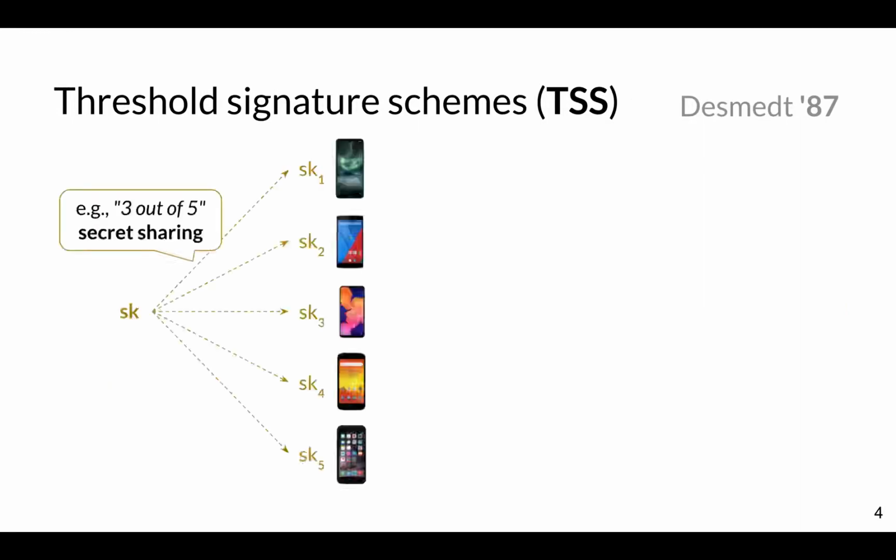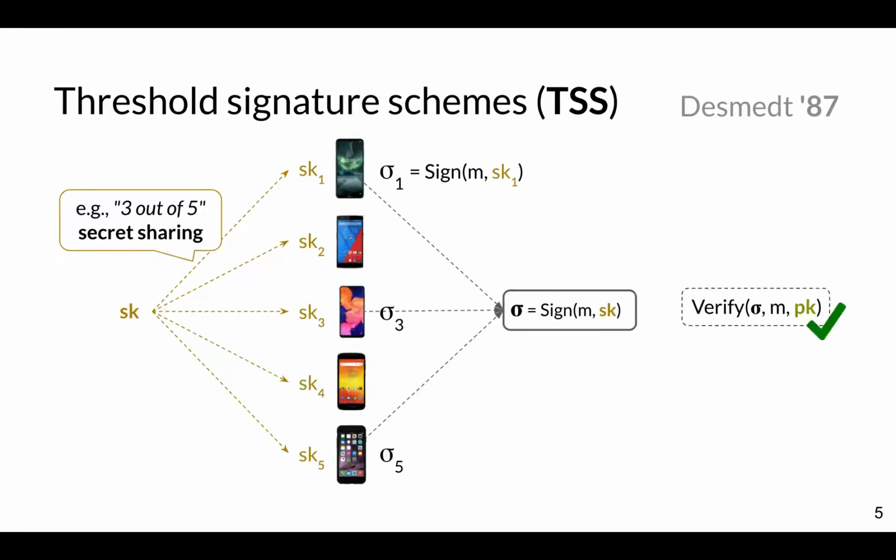One way to address this is to use a threshold signature scheme. And the idea here is that you split the secret key amongst multiple devices, say 5, such that only 3 or more devices can actually produce the signature and no less than that can. So for example, here device 1 produces a signature share on the message M using its share of the secret key. Device 3 does the same, device 5 does the same, and then they send their signature shares to an aggregator who produces the final threshold signature under the secret key SK, which none of the 5 devices knows.